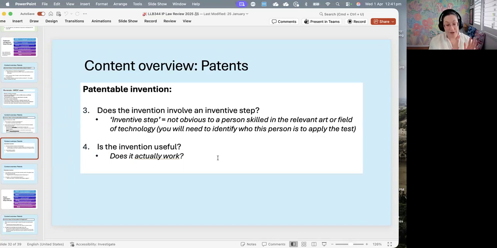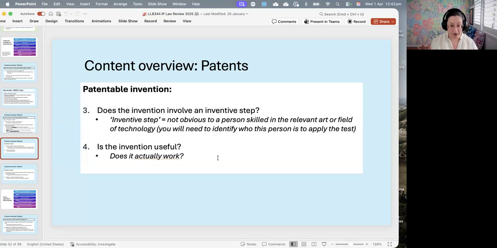The invention must not only be novel, but it must involve what is known as an inventive step. And this is defined as not being obvious to a person skilled in the relevant field of technology, or they call it the relevant art. So if the kind of research I'm doing is, let's say I have invented a new mechanism for making, I don't know, chairs. Before we made chairs in a certain way, and now I have built a new machine to make them in a whole new way.